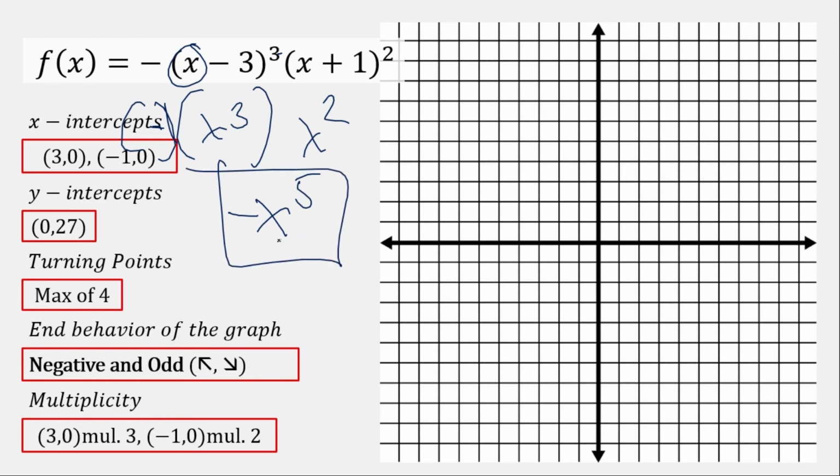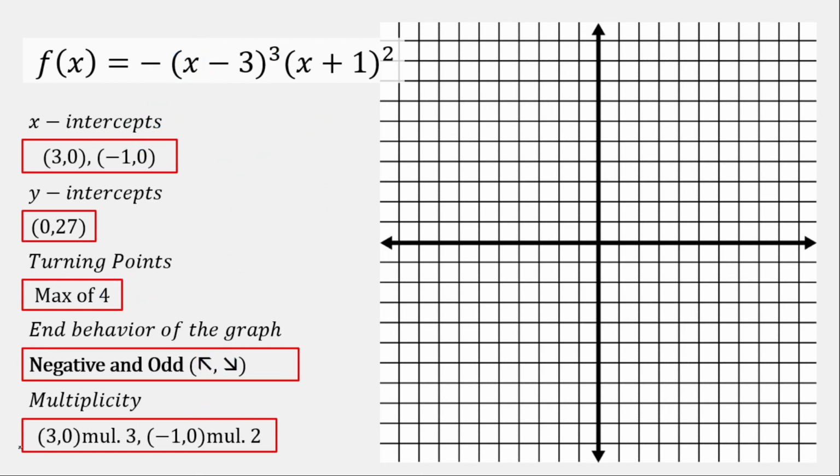This is our leading coefficient. So 5 minus 1 is equal to 4. That's why this is the number of our turning points. Now this is negative and odd. That's why we have this as our end behavior. Again, this intercept appears 3 times, so it has a multiplicity of 3. And this appears twice, so that has a multiplicity of 2.